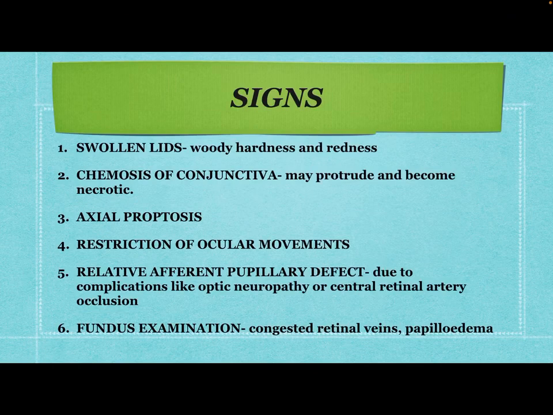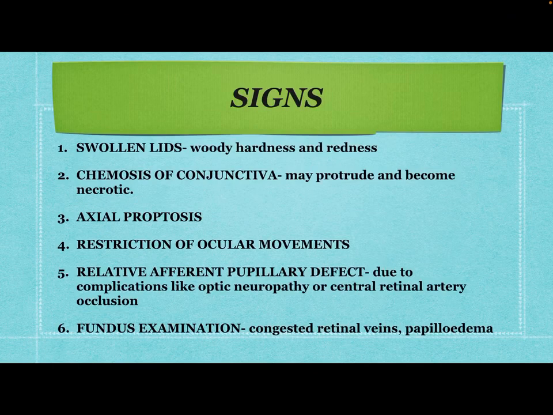But in orbital cellulitis, what we see is that the eyeball will be protruded anteriorly. That is axial proptosis. Then there will be restriction of ocular movements. Then there will be presence of relative afferent pupillary defect. Now, what is this relative afferent pupillary defect?